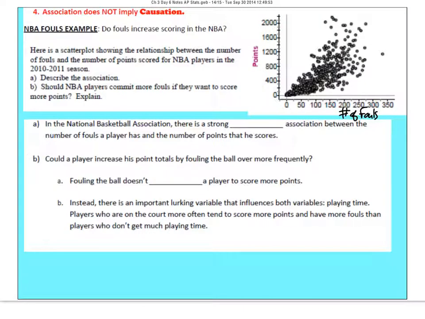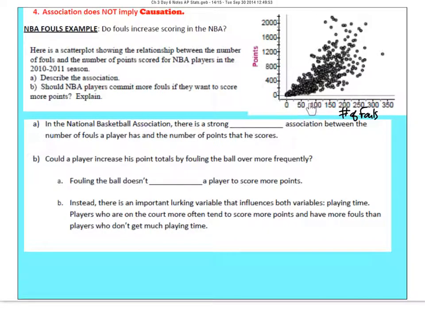Another thing we need to talk about is that association does not imply causation. Just because someone has a strong R or correlation doesn't mean one thing causes the other to happen. Here's a good example. Do fouls increase scoring in the NBA? So what we have in this scatter plot here is the number of fouls a player had in the year versus the number of points, and they plotted a scatter plot. It looks like there might be somewhat of a strong linear relationship.